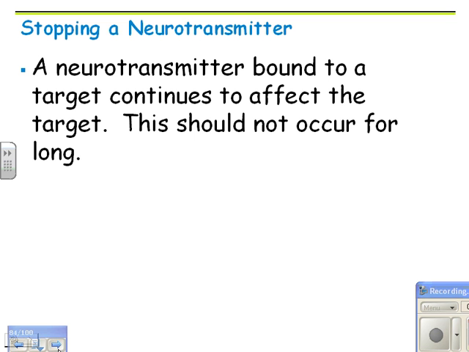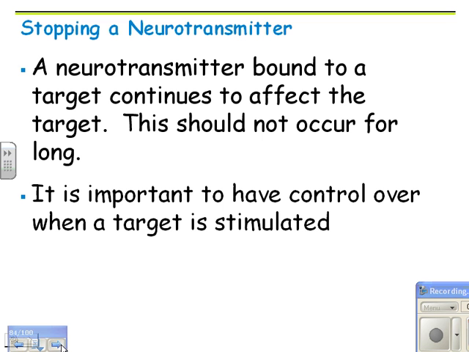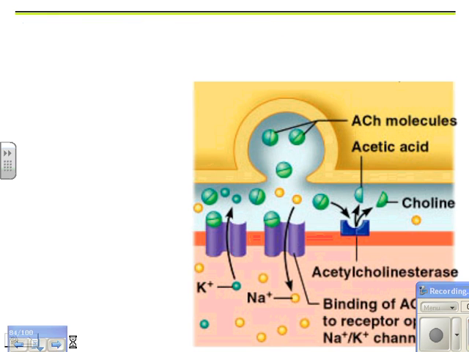Sorry, there are three ways to stop a neurotransmitter, but let's talk about why it's important first. A neurotransmitter bound to a target continues to affect the target. This should not occur for long. It's important to have control over when a target is stimulated. And again, that's like making your muscle contract and then never letting it relax. You definitely want to let it relax eventually.